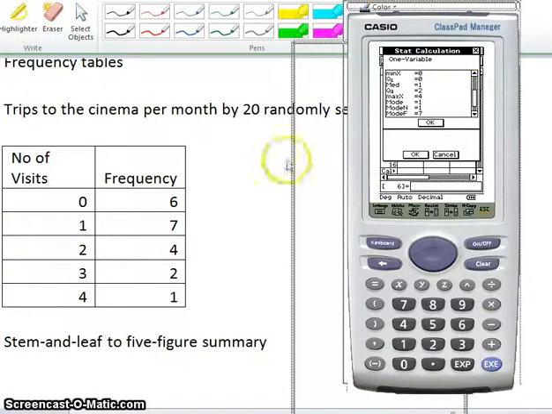So that's the 5-figure summary off a frequency table. Again, really helpful because it can be quite difficult to do that by hand.